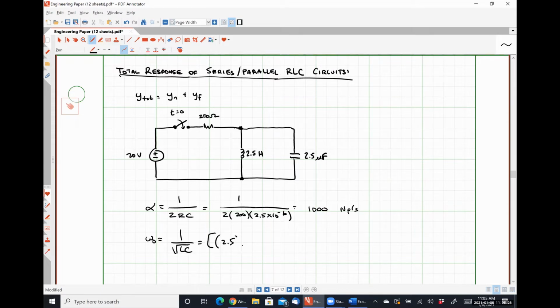So that's 2.5 times 2.5 times 10 to the minus 6, that whole quantity to the negative 1/2 power. 400 radians per second. Since alpha is greater than omega naught, what type of circuit is this? Critically damped, overdamped, or underdamped? Overdamped, right?